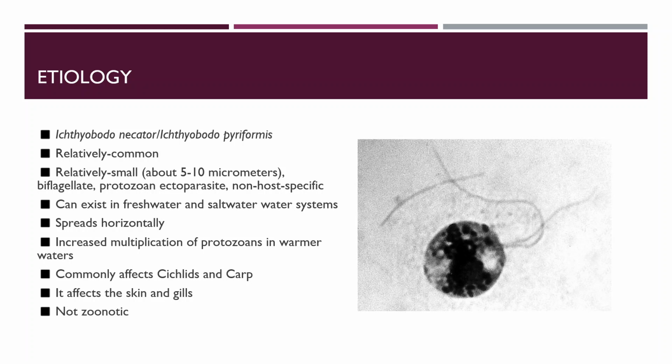In temperate climates, usually in spring and summer, this protozoa booms because of increased multiplication in warmer waters. According to MSD, it commonly affects cichlids, the family Cichlidae, and carp, Cyprinidae. So to remember, if a fish is affected by Ichthyobodo, it becomes cichlid, sick, and feels like carp. It affects the skin and gills, and it is not zoonotic, thankfully.